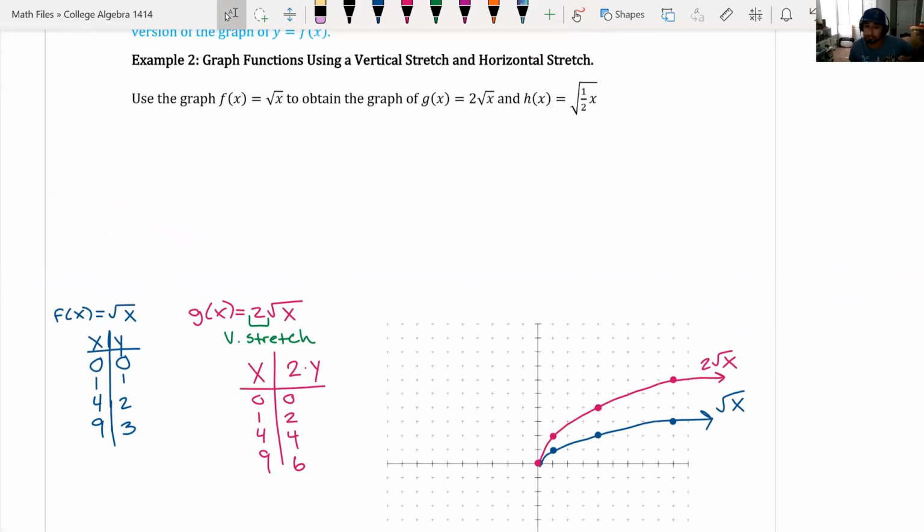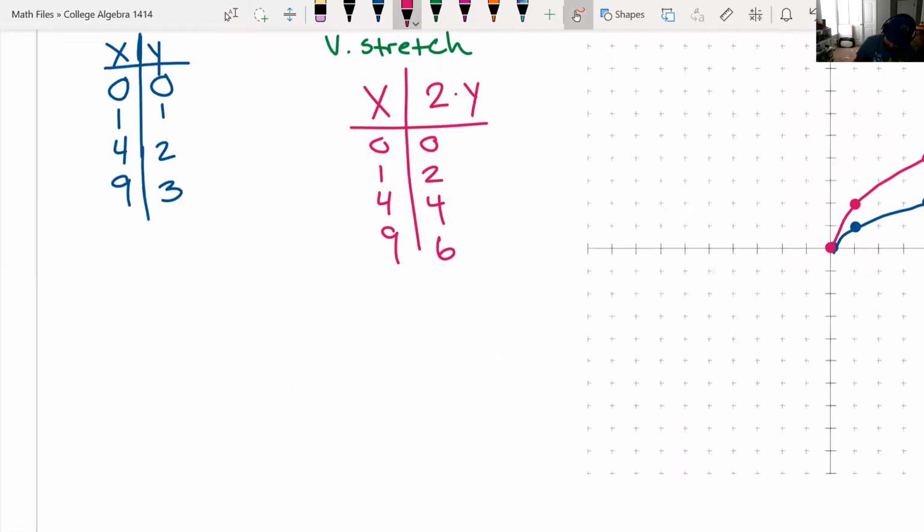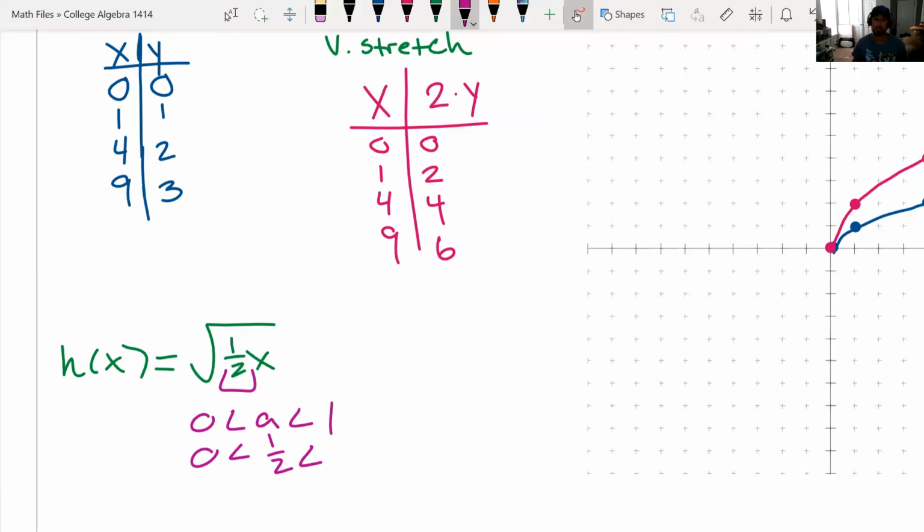And the next transformation is the square root of 1/2 x. All right, so what we notice is that this number, 1/2, is between 0 and 1, just like the definition states, right? 0 less than a less than 1. So this 1/2 is less than 1, meaning that this is going to be a horizontal stretch. So you get a horizontal stretch by 2 units, right? You multiply all the x's by 2.